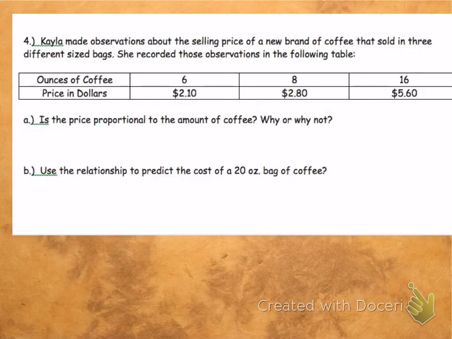So in sample 4, we've got Kayla making observations about the price of a new brand of coffee that's sold in 3 different size bags, and she recorded those observations in the table. So we have the ounces of coffee compared to the price in dollars. Now again, to see if it's proportional, I'm just going to compare them in a consistent way. So I'll typically do top divided by bottom. You could also do bottom divided by top, or see if there's a consistent multiplier, etc. So I would look at 6 divided by $2.10.